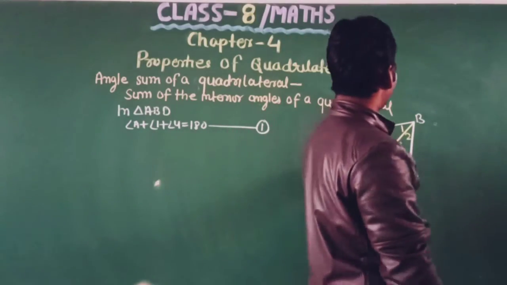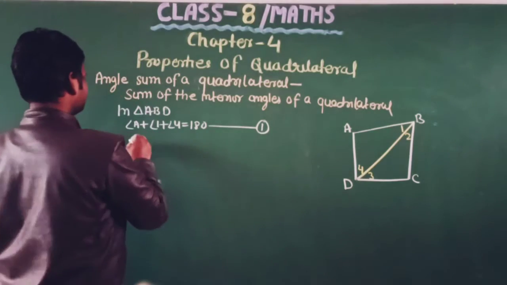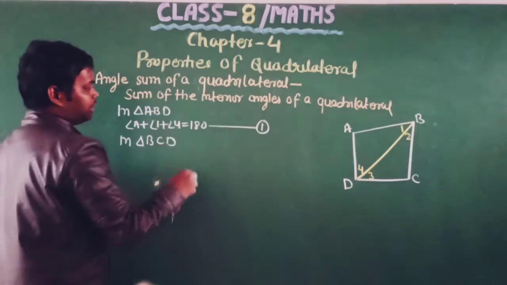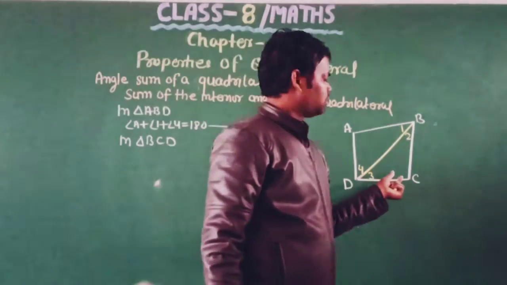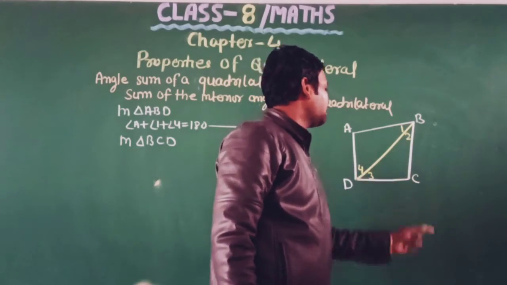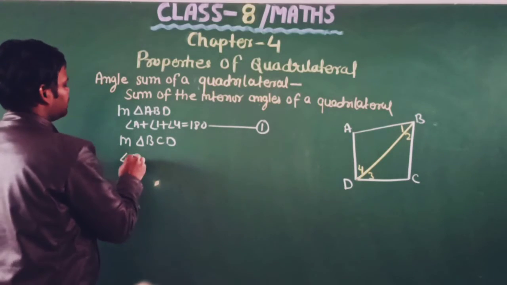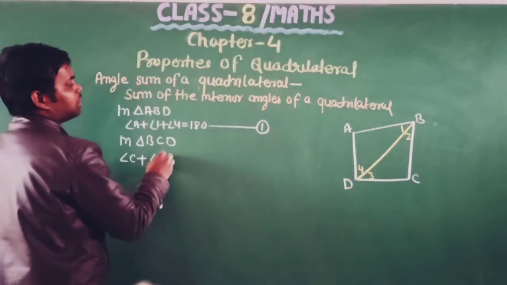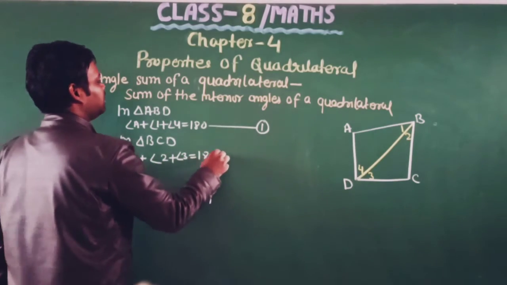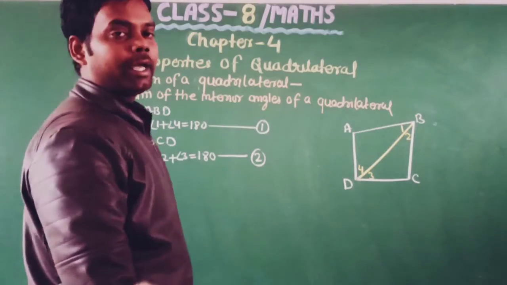And similarly in triangle BCD, the sum of all angles is also 180 degrees. So this means angle C plus angle 2 plus angle 3 equals 180 degrees. This is equation 2.